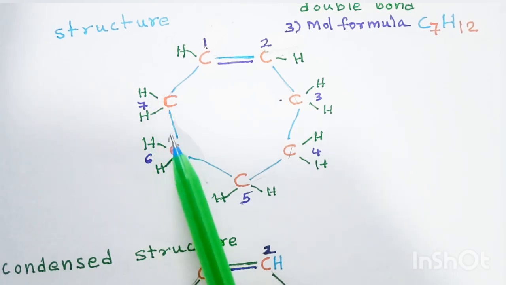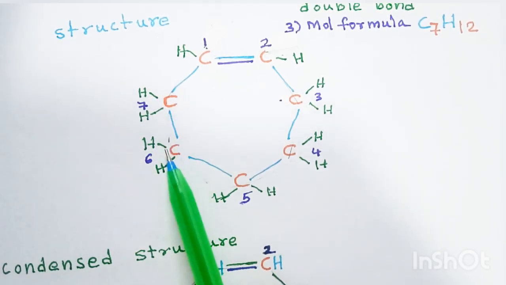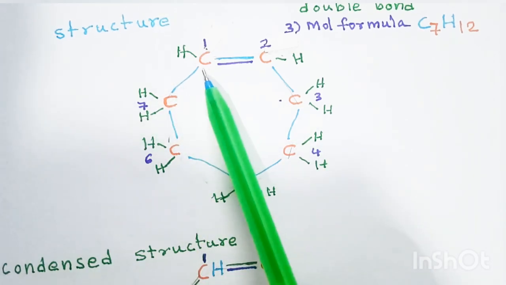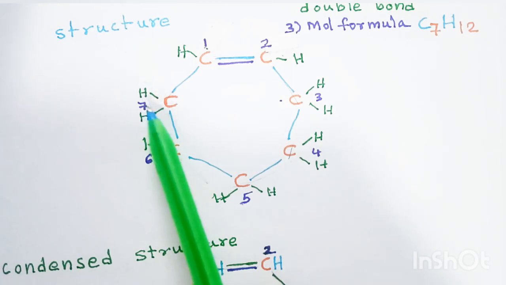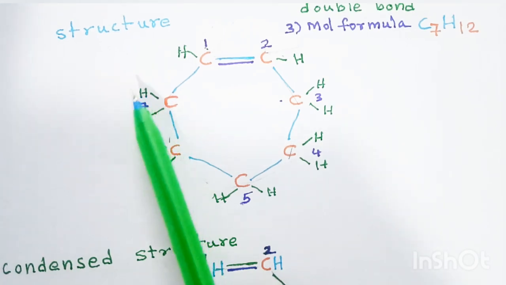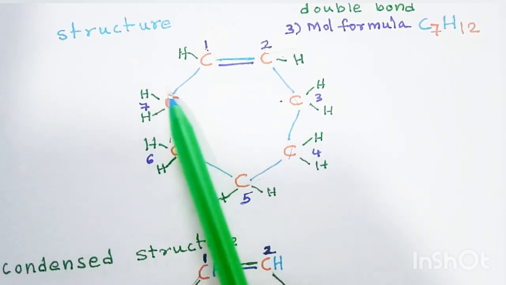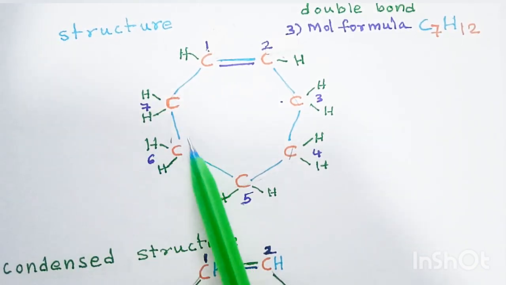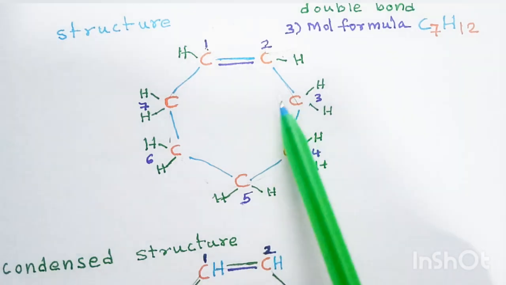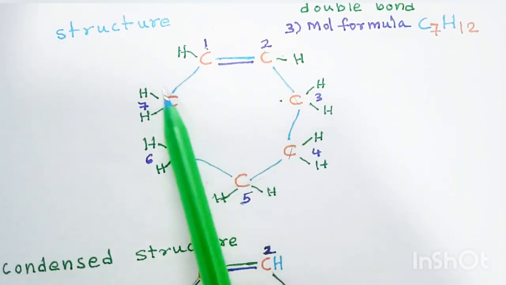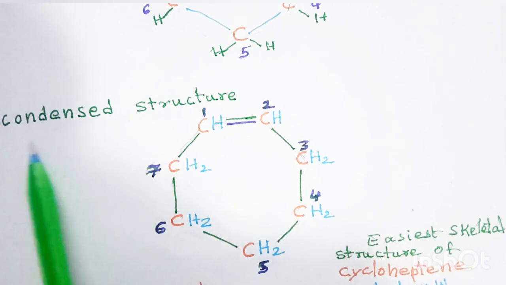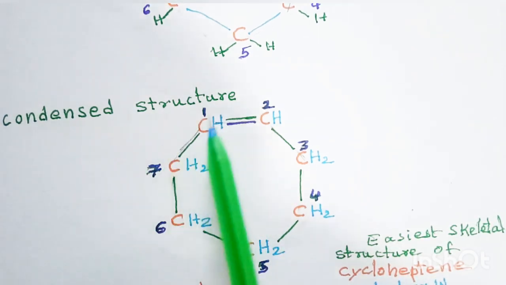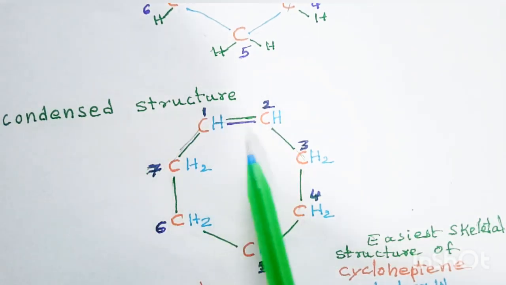Seventh carbon atom has a single bond with sixth carbon atom and a single bond with first carbon atom. So it needs 2 more single bonds to become stable. So 2 more single bonds are formed by 2 hydrogen atoms. So each carbon has 4 bonds and it is stable. So this is the structure of cycloheptene. Now the condensed structure, as we have already studied, we simply attach hydrogen to the carbon atoms.